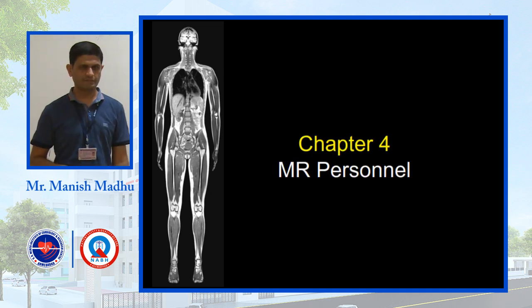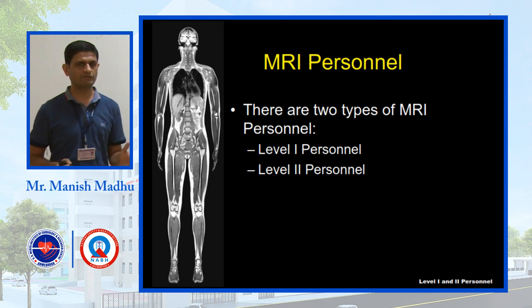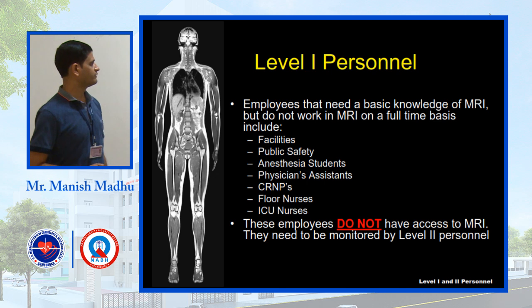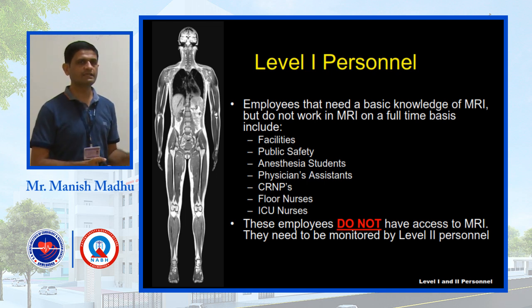Chapter 4, MRI personnel. There are two types of MRI personnel, level 1 personnel and level 2 personnel. Level 1 personnel are employees that need a basic knowledge of MRI but do not work in MRI on a full-time basis. This includes facilities, public safety, anesthesia students, physician assistants, floor nurses, ICU nurses. These are people we have categorized in level 1, who are not very knowledgeable about MRI safety.